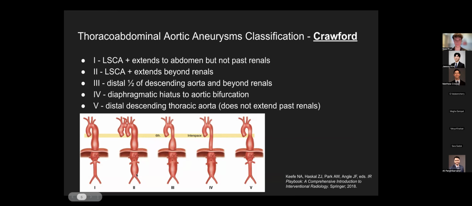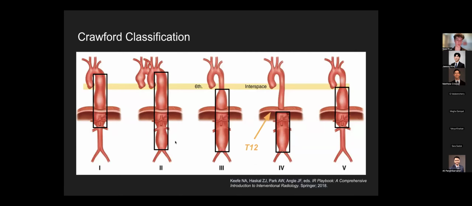A type 3 arises from the distal half of the descending aorta and it extends beyond the renals. Type 4 extends from the diaphragmatic hiatus to the aortic bifurcation. And then a type 5 extends from the distal descending thoracic aorta, but it does not extend past the renals. And then these are all the classifications listed once again. I'll go over them just so we have some repetition and we can get a better idea of these.